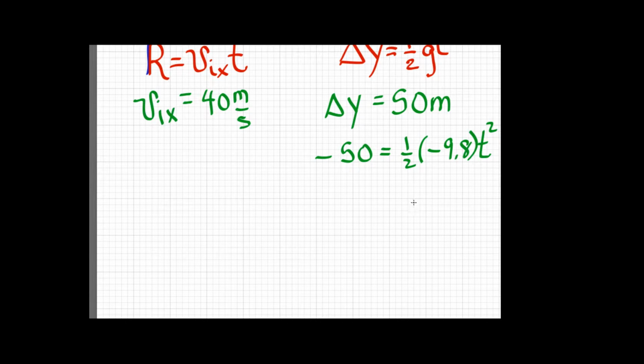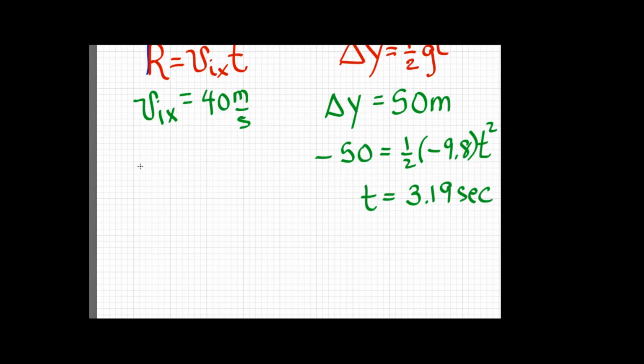Now see if you can throw this in your calculator. Go ahead and pause and see if you can calculate the same time as what I get. Remember that the negatives cancel out. Go ahead and multiply the 1/2 times 9.8 first, and then see if you can do the math. All right, we end up with 3.19 seconds.